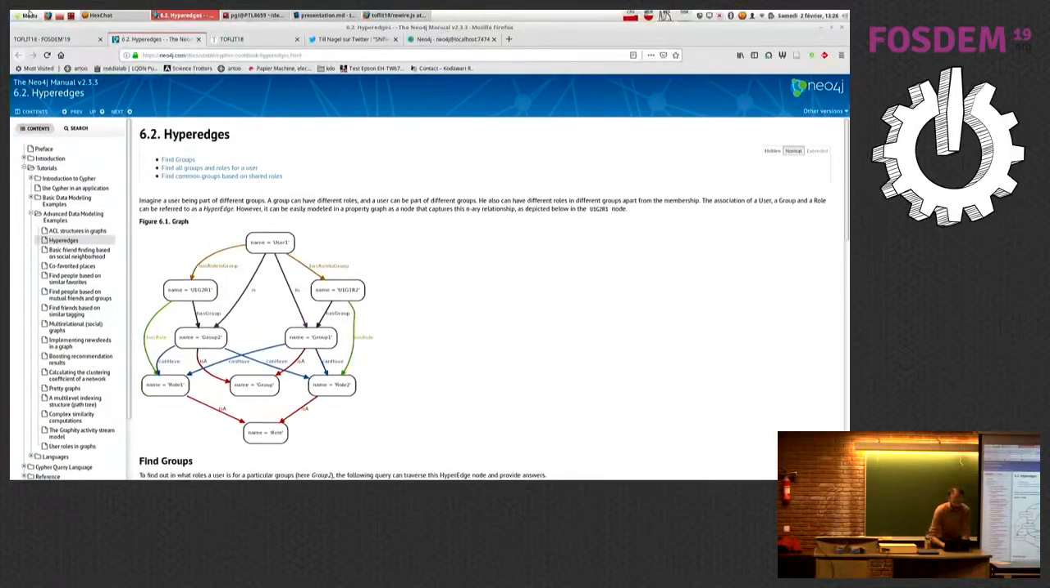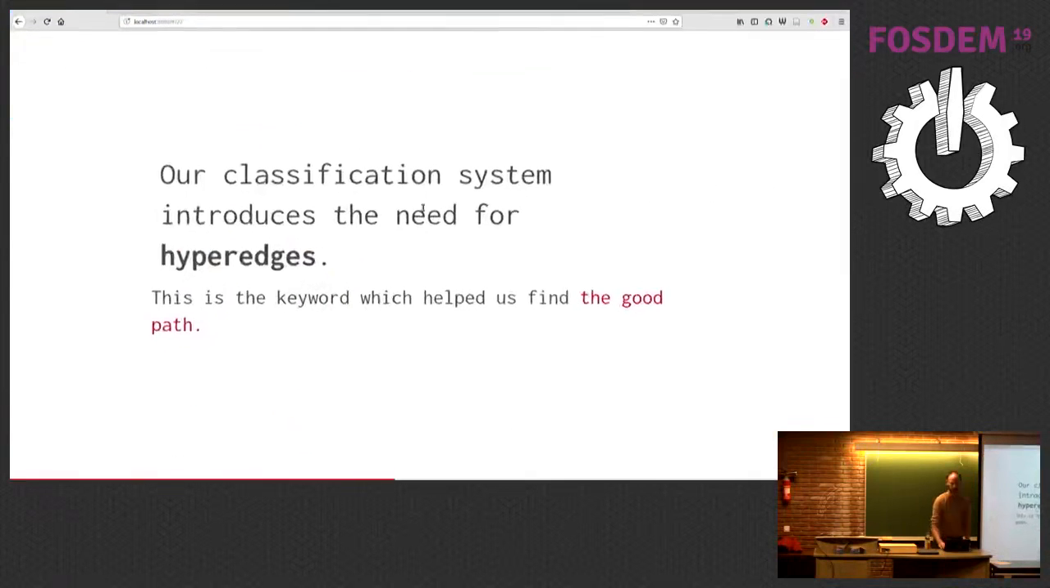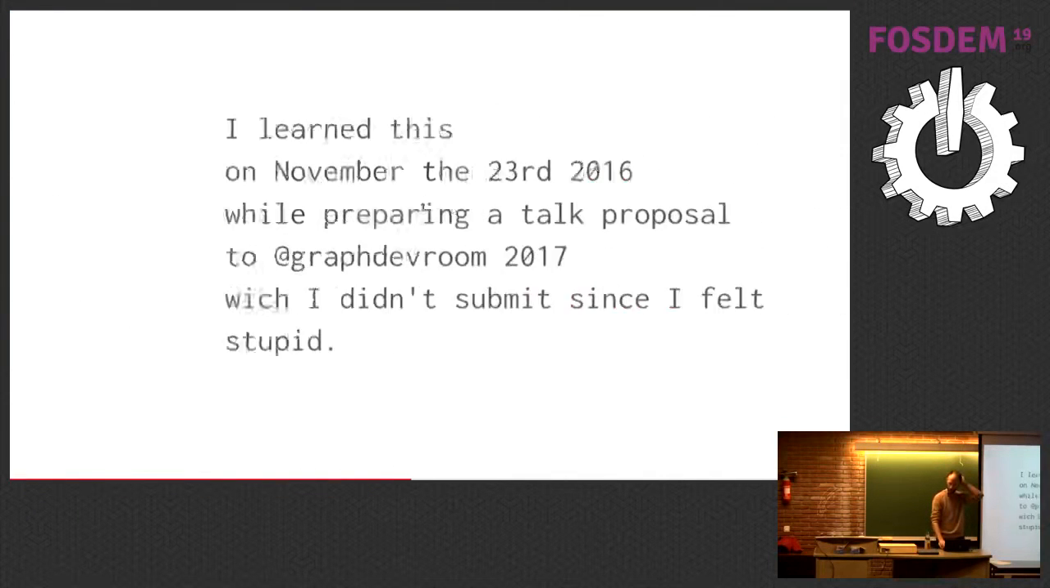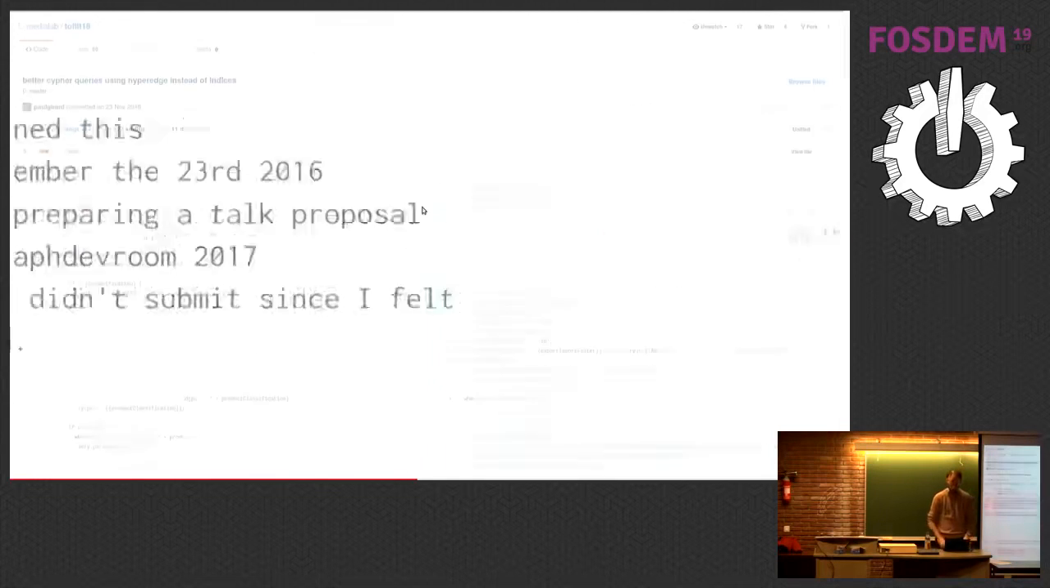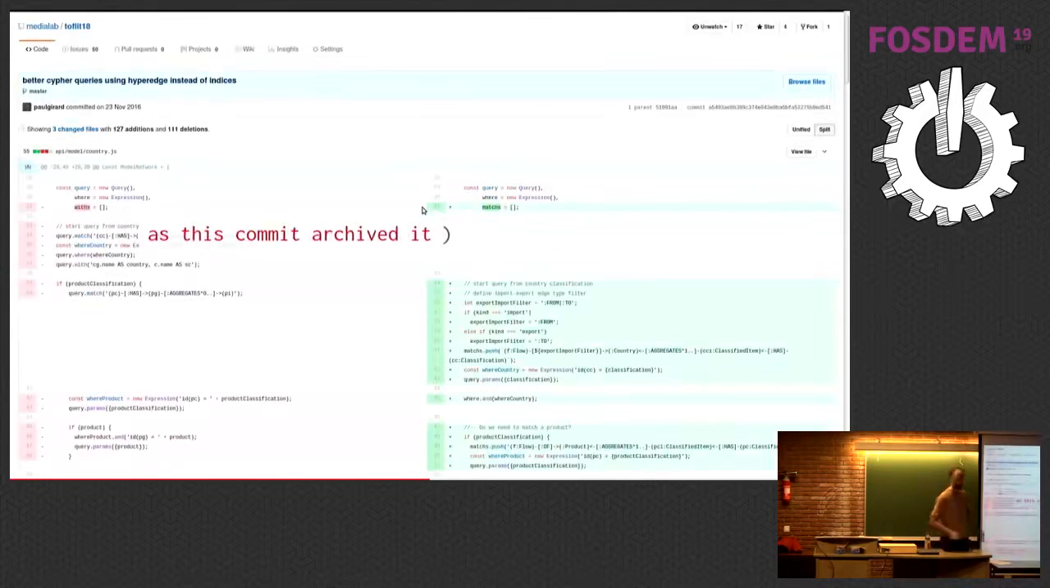I read that at that time. And when I read that, I said, what? Actually, I'm just freaking stupid. So I learned how to use it on November 23rd, 2016. And why? Because I was preparing a proposal for Graph Dev Room 2017, which I finally didn't submit because I felt really stupid. And this commit actually archived this moment of glory, of revelation, because we changed all our query planner using hyperedge.